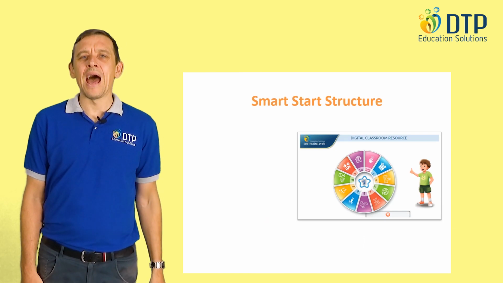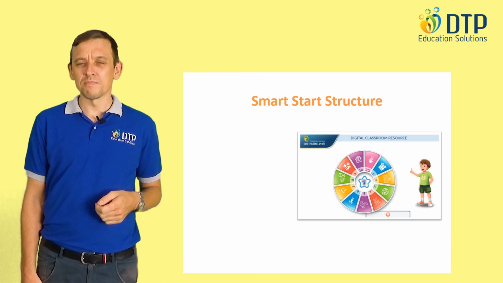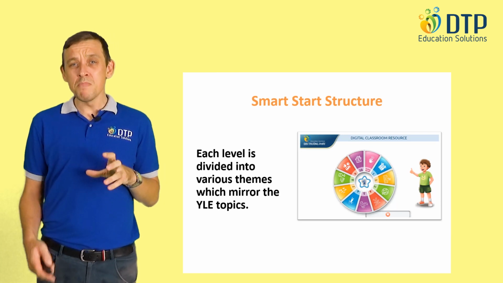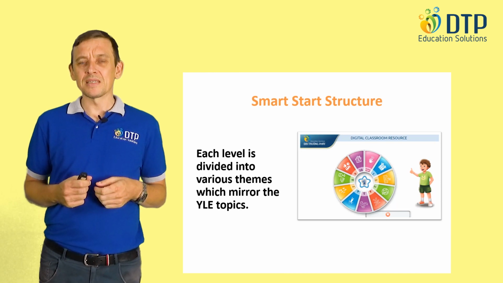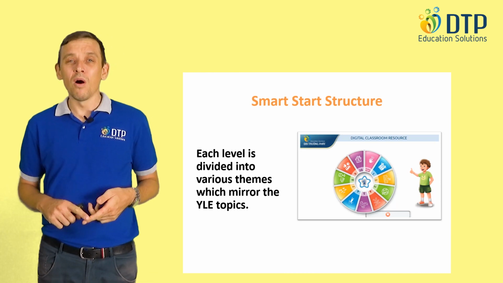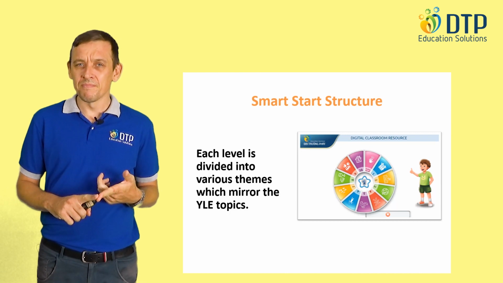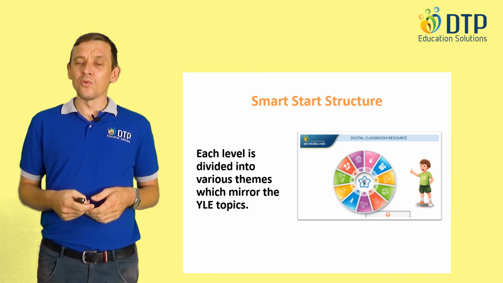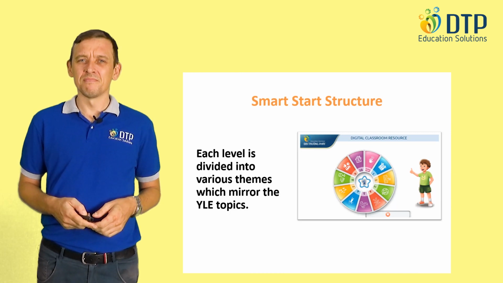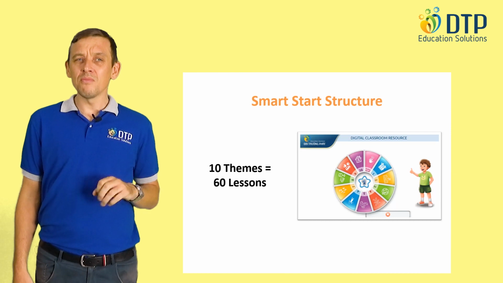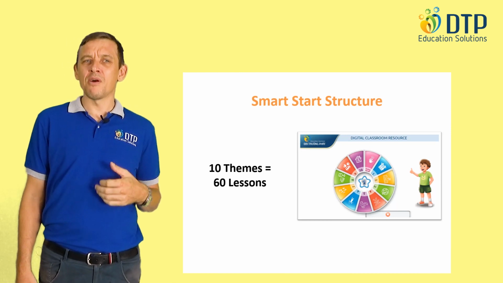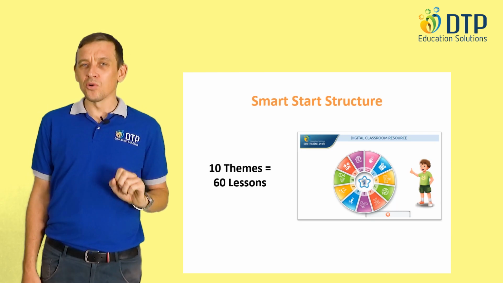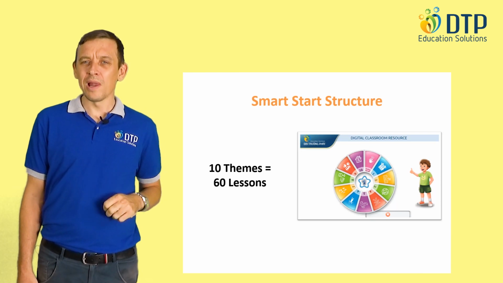So let's look at the structure of the course. Now, each level is divided into various themes which mirror the Young Learners topics. So, for example, in level 1, we have topics such as family, toys. In our course, we call them themes. And in one level, we have 10 themes. And that means we have around about 60 lessons. We also have an introduction theme called Hello that has 4 lessons.